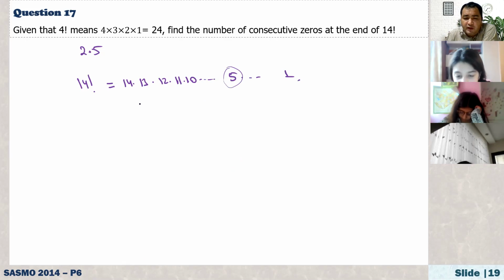So the question is, until 14, how many multiples of 5 do we have? That is 5. And that is 10. In 10, we have one 5. And we have 15. No, only 2, right? So that means that if you just multiply all of these numbers, at the end of this number, there will be only 2 zeros.